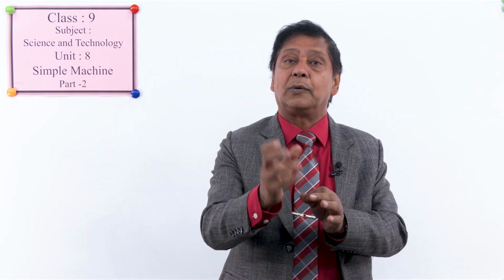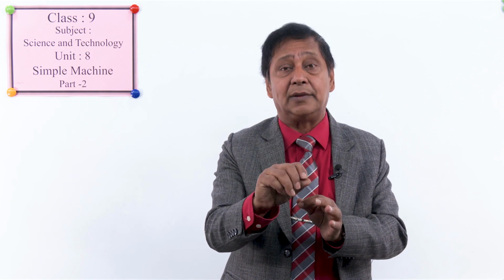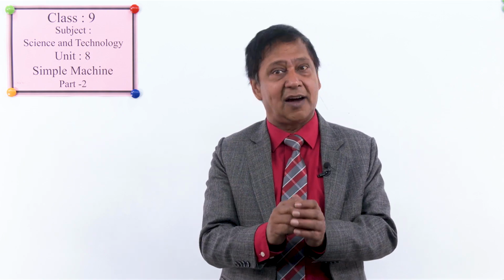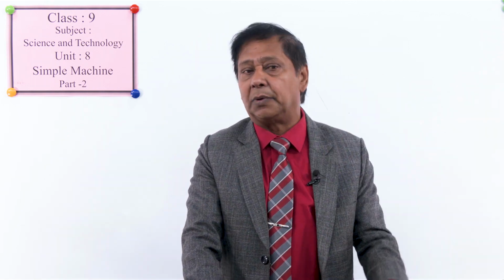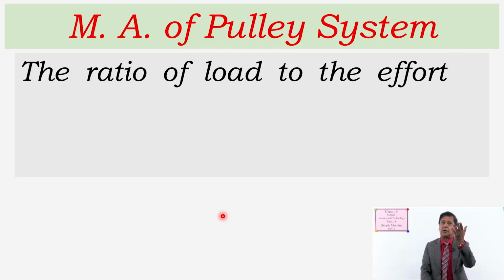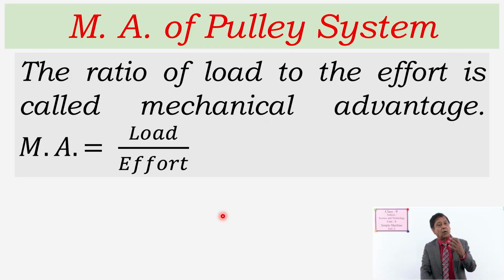Okay, now I want to talk about mechanical advantage, velocity ratio and efficiency of pulley system. What is mechanical advantage? Actually, the mechanical advantage of pulley system is same as the mechanical advantage of other simple machine. The same definition. We can say the ratio of load to the effort is called mechanical advantage, and its formula is MA equal to load by effort. It is same for every simple machine, and that's why if load is given and effort is given, dividing load by effort will get mechanical advantage.